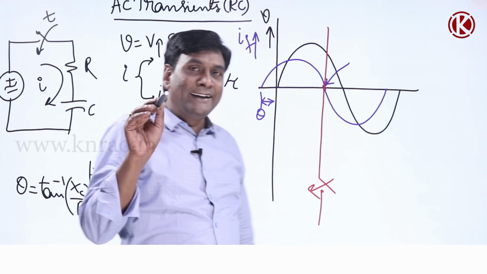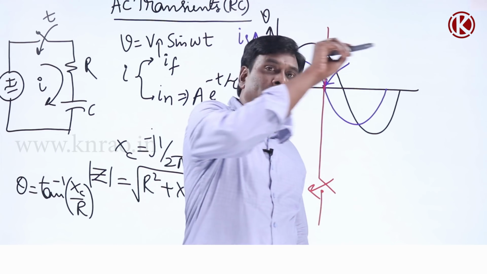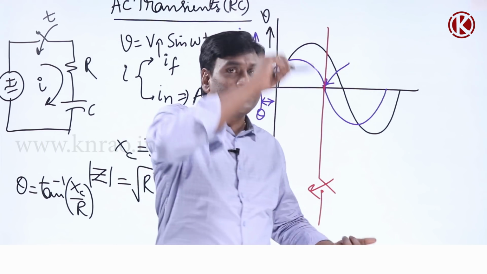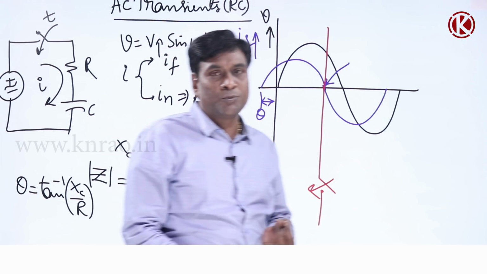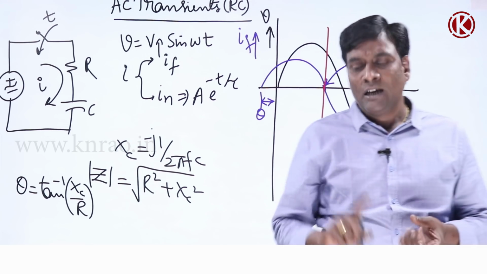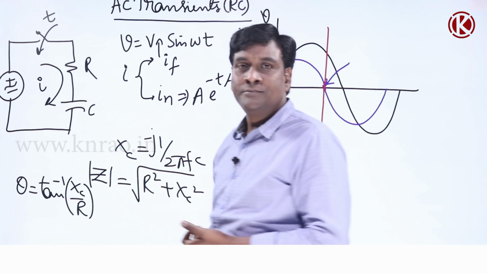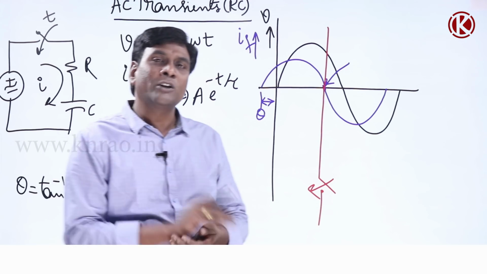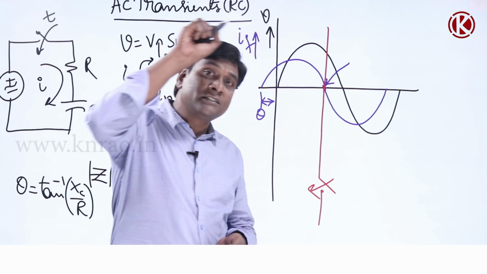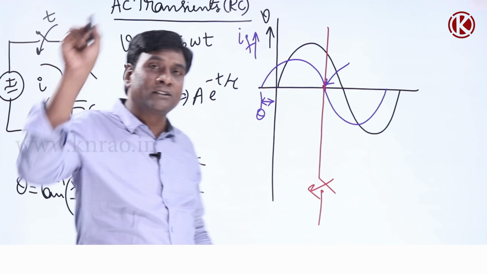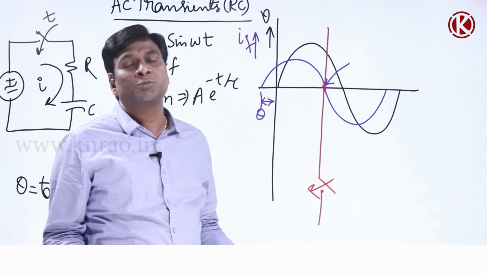Already we know that DC voltage is going to be constant like this. So wherever I close the switch, transient response, natural response, steady state response, forced response, particular integral, complementary function, whatever it may be, DC is constant voltage and the excitation is going to be constant. Wherever you close the switch, the response will be the same.